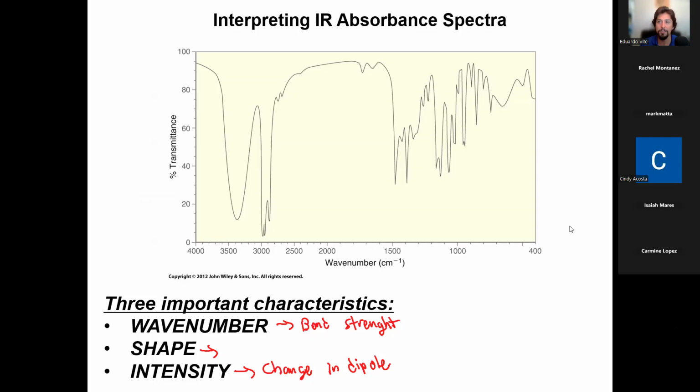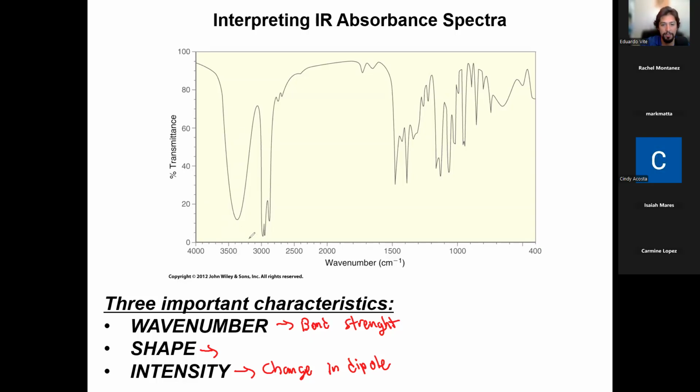So we're going to be using words like strong or weak. We're going to be using descriptor words like broad or narrow or sharp or needle. We're going to be using words like high energy, low energy, medium, those types of words. So for example, here's how we talk about signals in organic chemistry.